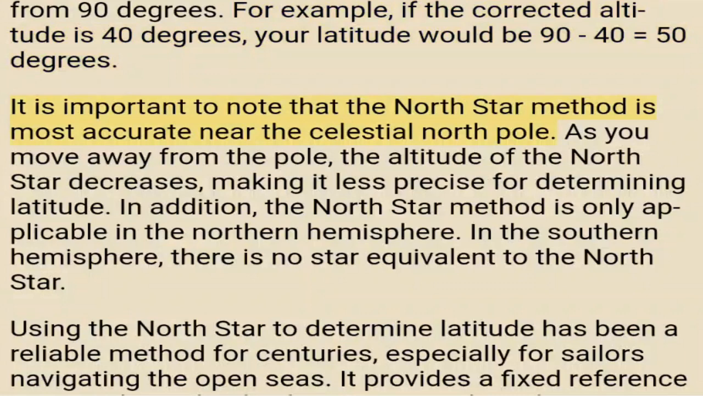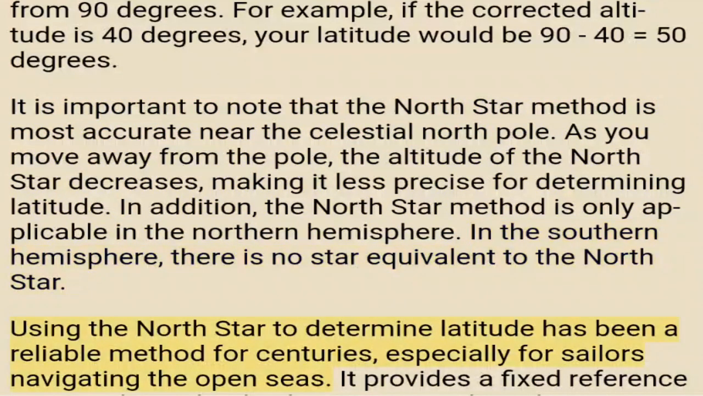It is important to note that the North Star method is most accurate near the celestial North Pole. As you move away from the pole, the altitude of the North Star decreases, making it less precise for determining latitude. In addition, the North Star method is only applicable in the Northern Hemisphere. In the Southern Hemisphere, there is no star equivalent to the North Star.